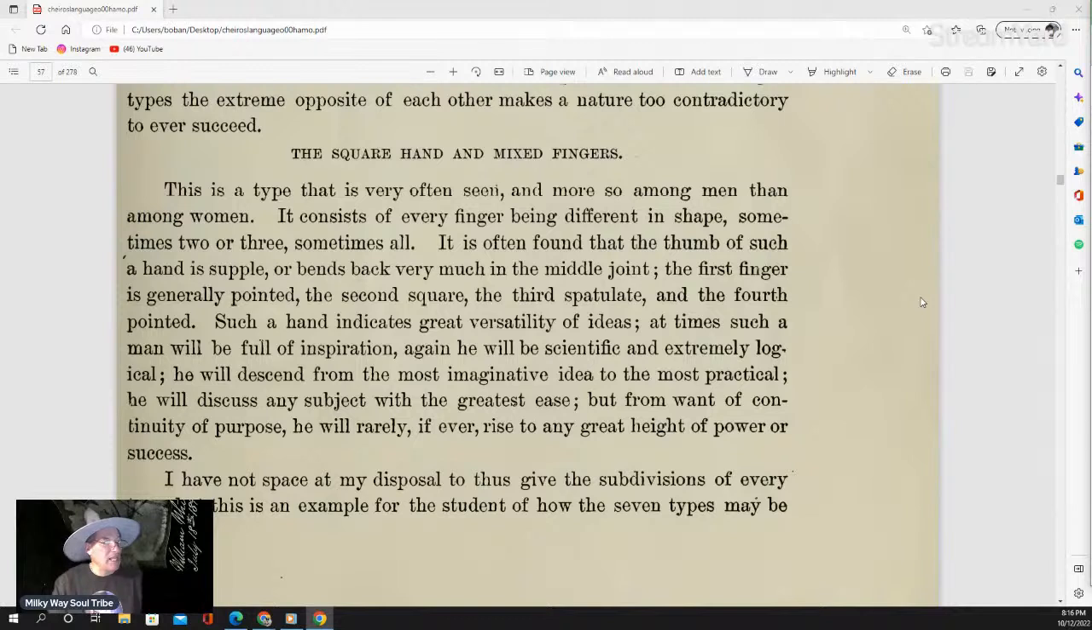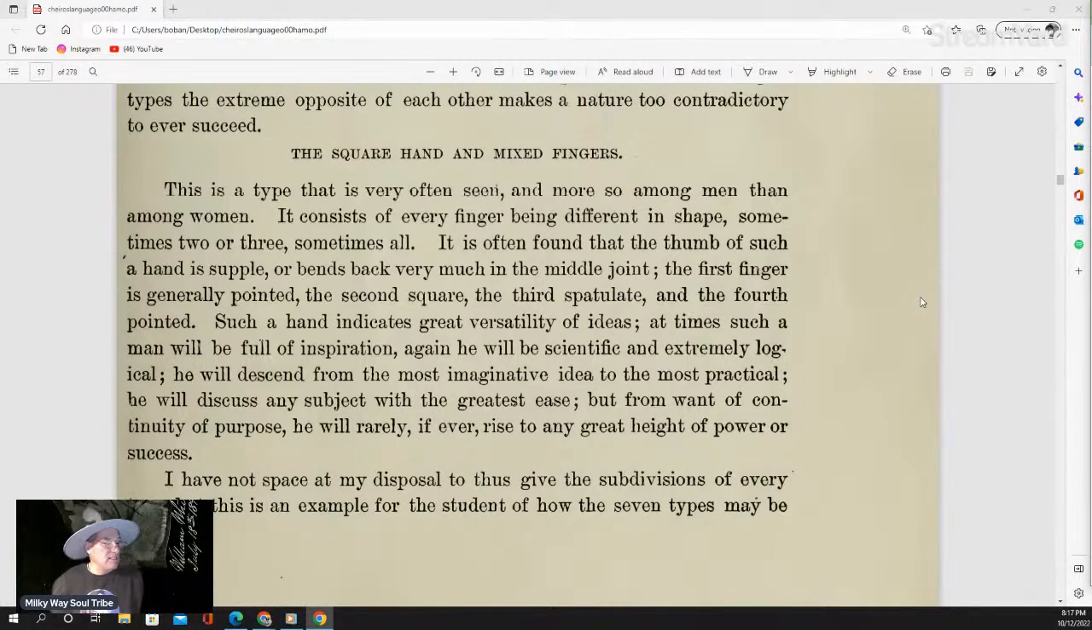Such a hand indicates great versatility of ideas. At times, such a man will be full of inspiration. Again, he will be scientific and extremely logical. He will descend from the most imaginative idea to the most practical. He will discuss any subject with the greatest of ease, but from want of continuity of purpose, he will rarely, if ever, rise to any great height of power or success.